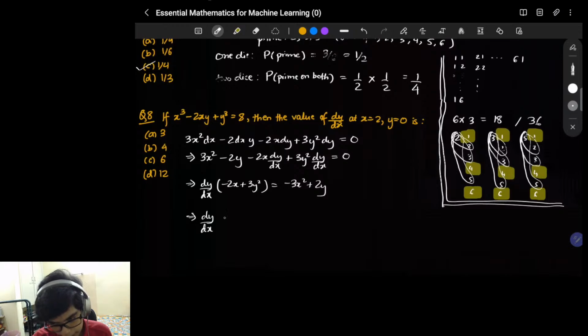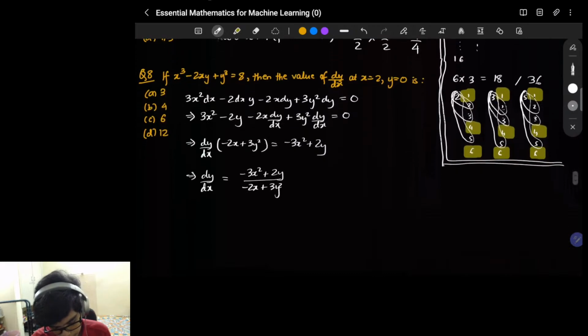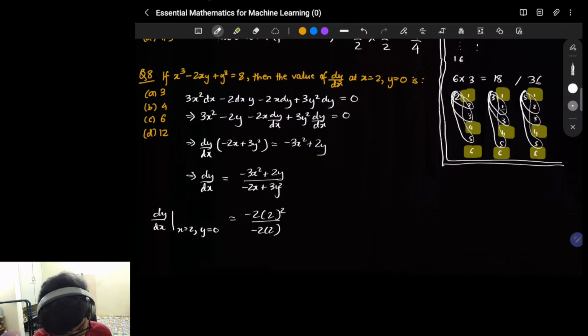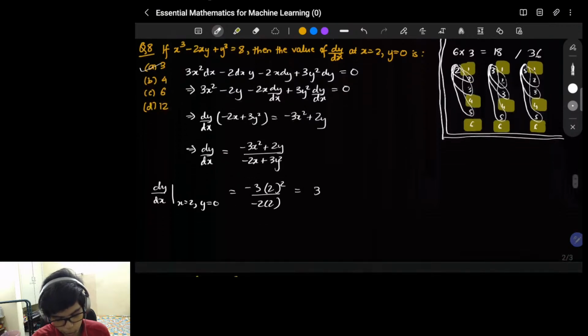And then finally we will get dy by dx is equal to, and then putting in the value, so dy by dx at x equal to 2, y equal to 0 is, sorry, I wrote wrong. So this is equal to 3. So this solves the question on differentials.